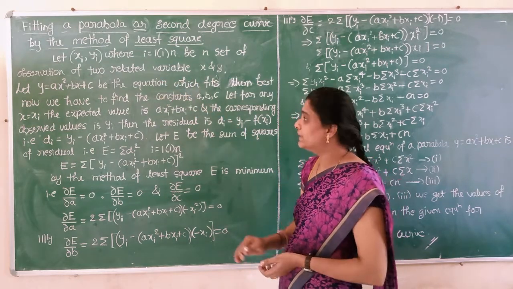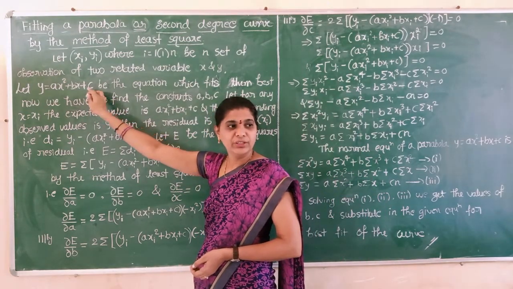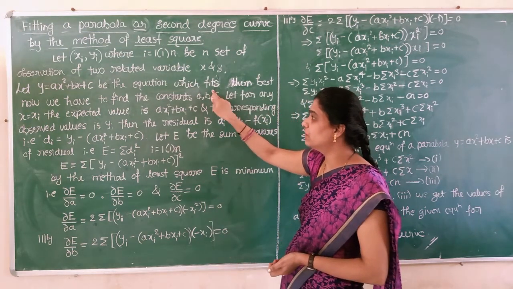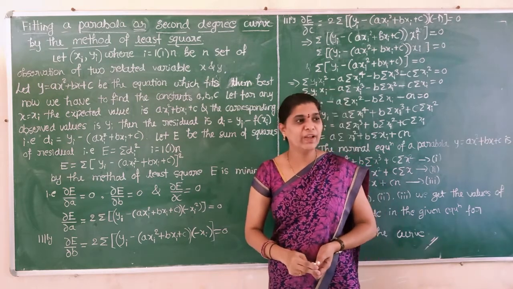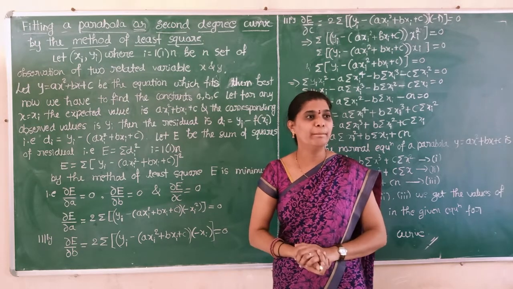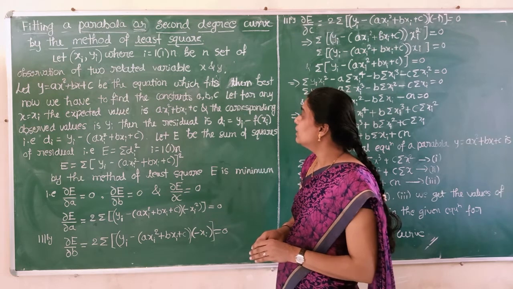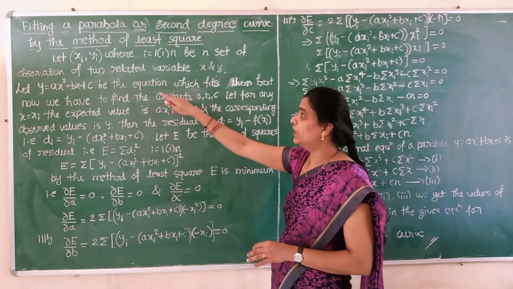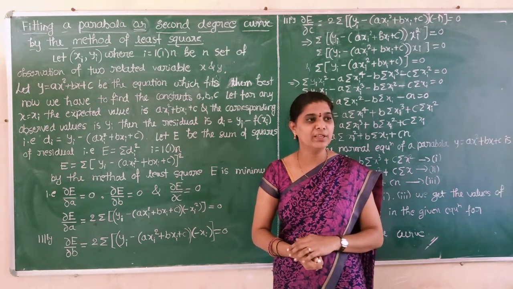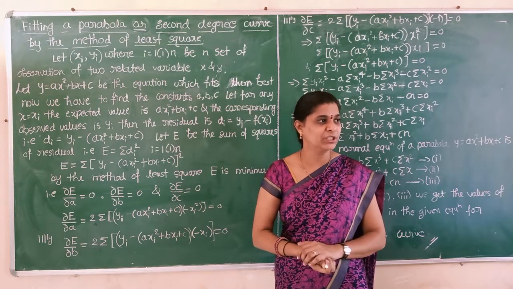Now we consider the parabola equation, or second degree equation, y = ax² + bx + c, as the given equation. We have to fit the values to that curve so that it becomes the best fitting curve by the method of least squares. For that purpose, we have to find the values of a, b, c, the points at which the curve gives the best fit.